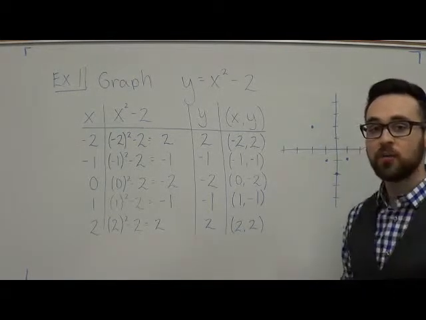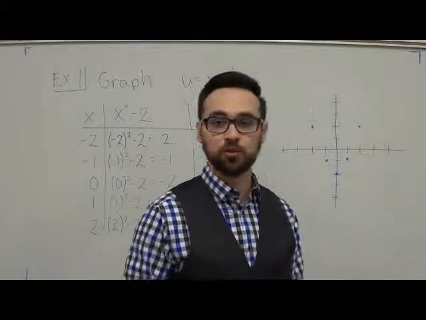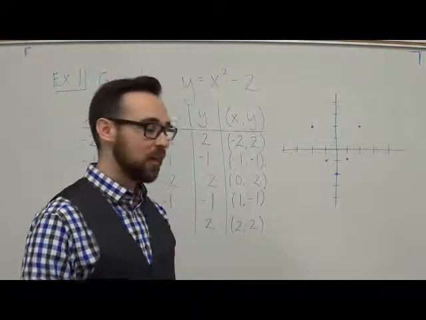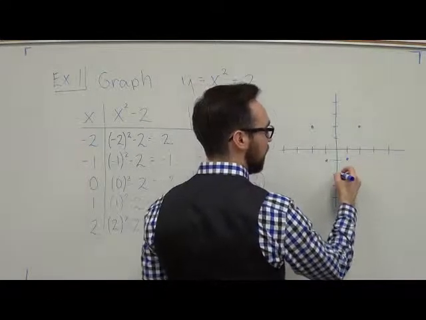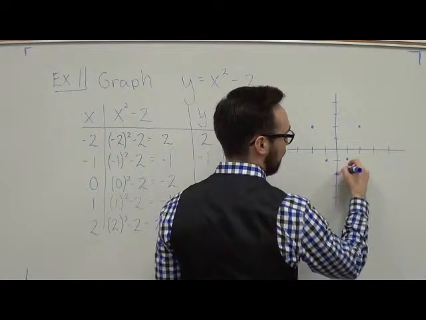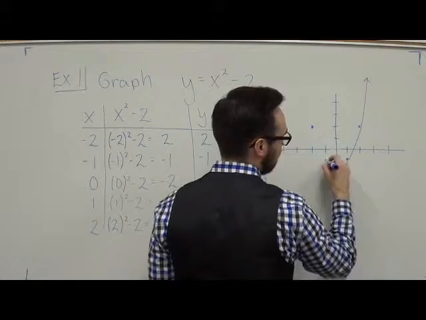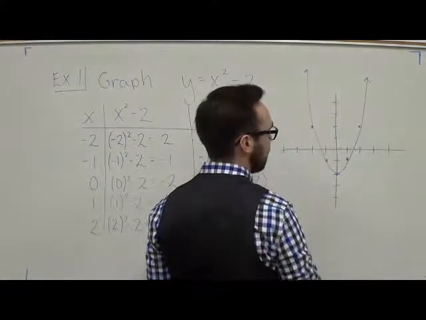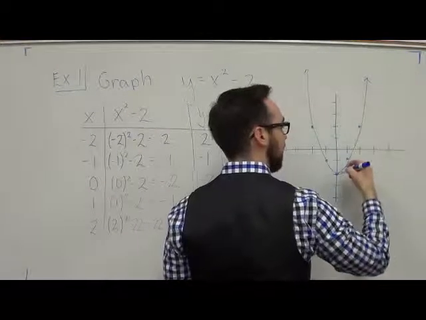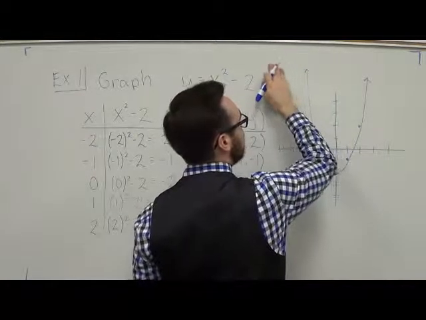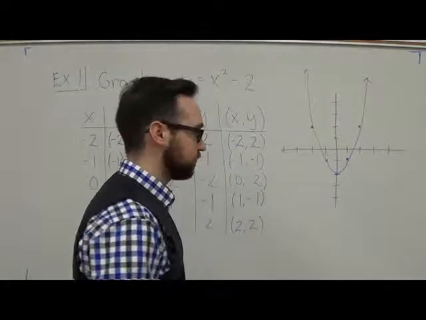Now, we do not create a V. We do not just do straight lines. These are curved lines. So what I do is I start at the bottom and I curve it up like this. Then we'll go to the other side and we'll curve it up like this. Okay? So you do not want to just go straight out because those are not going to give you the right graph. It is curved.